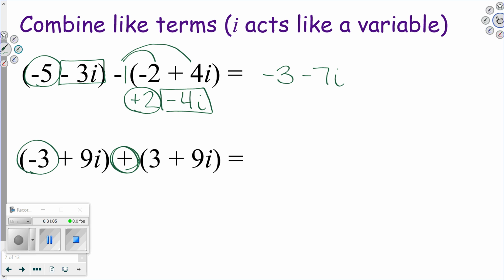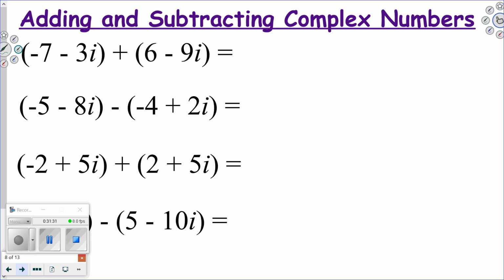So negative 3 plus 3 is 0, let's cancel out. Then I have 9i plus 9i, 18i. Does it become i squared? No. Again, I have 9 ice cubes, 9 more ice cubes. I have 18 ice cubes, right? They didn't change. They're still ice cubes. How are we feeling with all this? Good? You all right? All right, let me give you guys a couple minutes. I want you to do all 4 of these on your own.